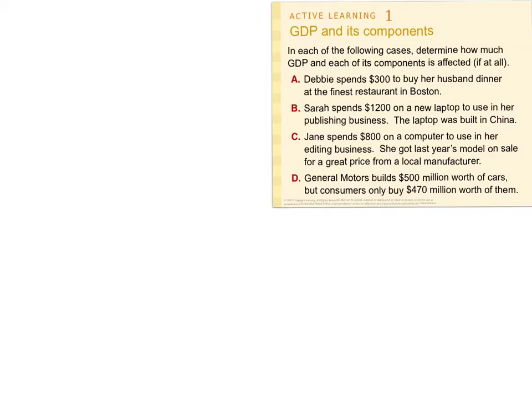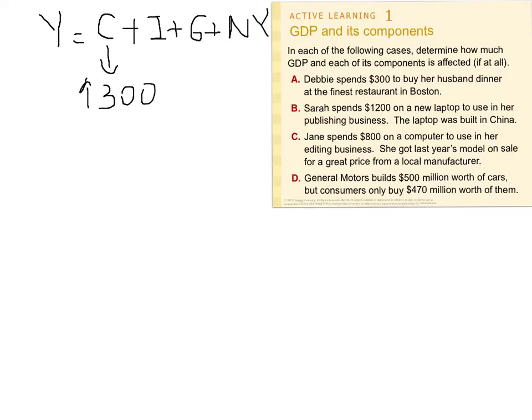A. Debbie spends $300 to buy her husband a dinner at the finest restaurant in Boston. First, let's think about how I can categorize this purchase of $300. And I know from my accounting that GDP is equal to consumption spending plus investment spending plus government purchases plus net exports. And here I know that this is a consumption. Buying a dinner is a consumption. So consumption is going to increase by $300.